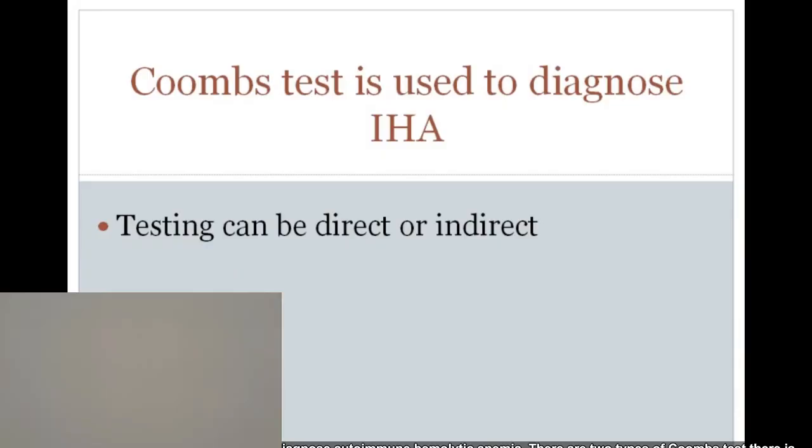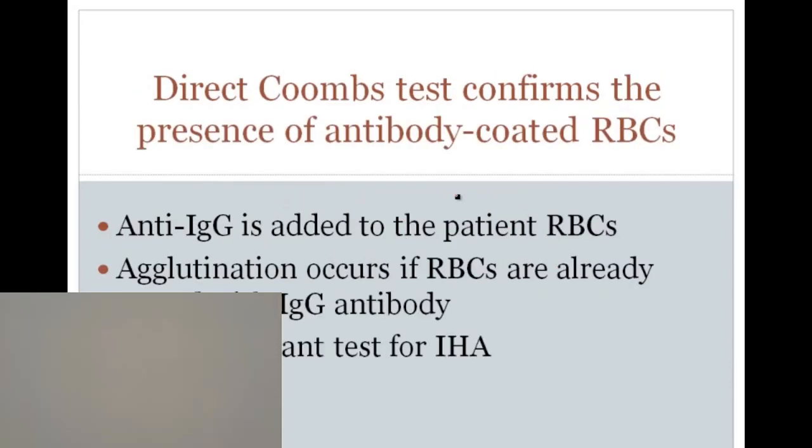The Coombs test is what is used to diagnose immune hemolytic anemia. There are two types of Coombs test, a direct and an indirect. The idea in the direct Coombs test is that you're asking a question. Remember, whenever you do a test, you're asking a question.